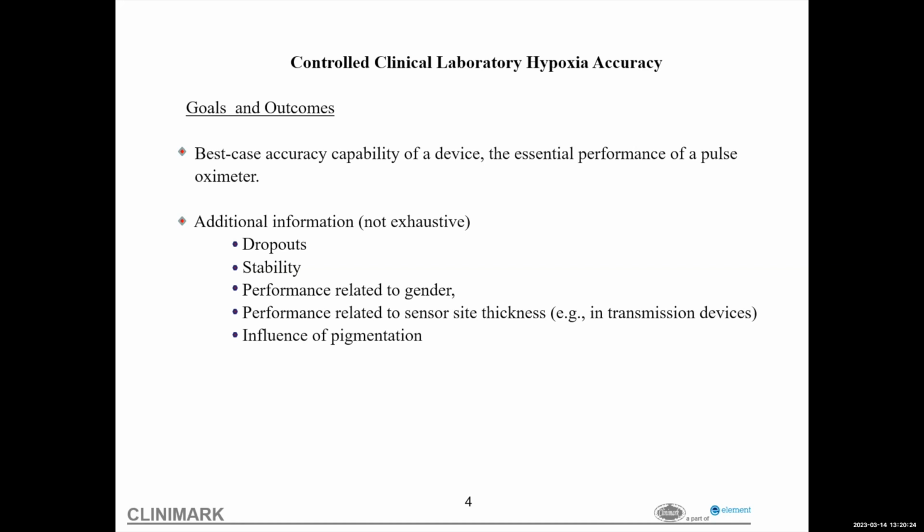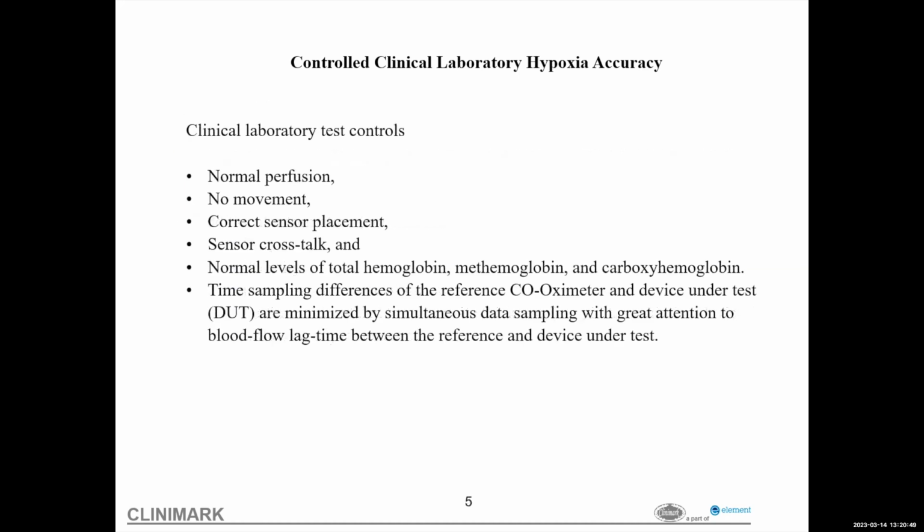Additional information that we get is we find dropout. We look at stability. We can look at performance related to gender, performance related to sensor site thickness in the transmission devices, and in some cases, influence of pigmentation. This is not a complete list, but that gives an idea of some of the things that we do see with these in this type of test.